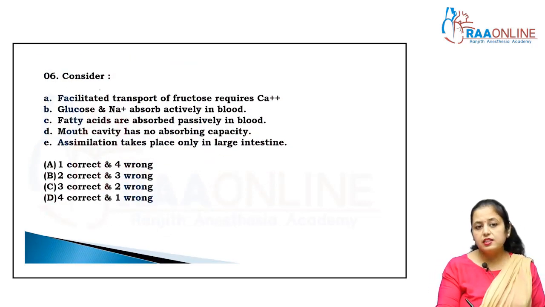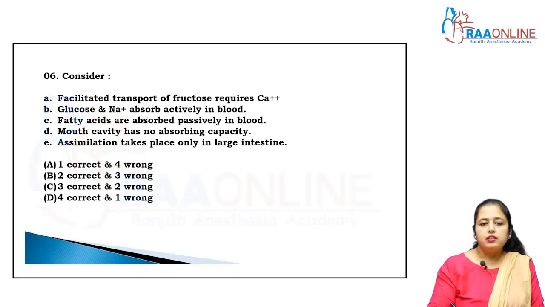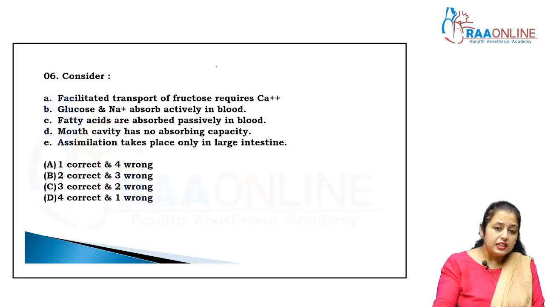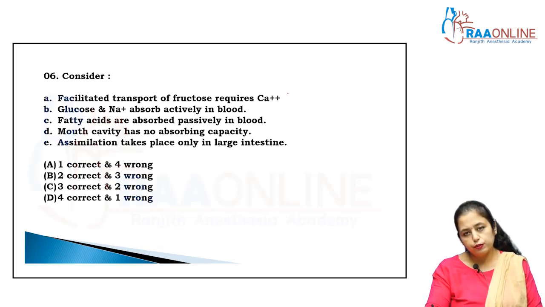Now consider these statements. What will happen? Facilitated transportation of fructose requires calcium ions. Glucose and sodium are absorbed actively in blood. Fatty acids are absorbed passively in blood. Mouth cavity has no absorbing capacity. Assimilation takes place only in large intestine. That means all these are related with the absorption and assimilation of foodstuffs, right?